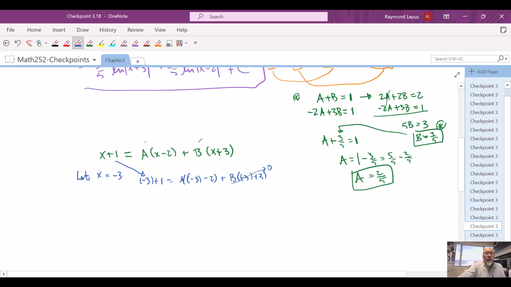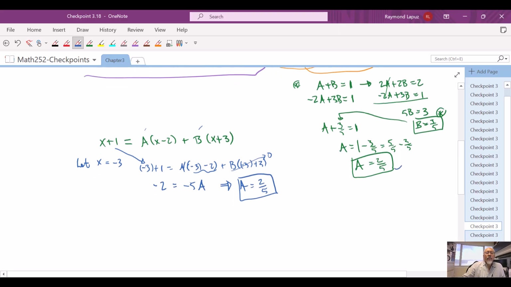Here we have a -2 on the left-hand side. This is a times, this is a -5 if we combine them. And then so this will give us an a value of, let's divide by -5, so that's going to be +2 over 5. And notice that that's what we got before.